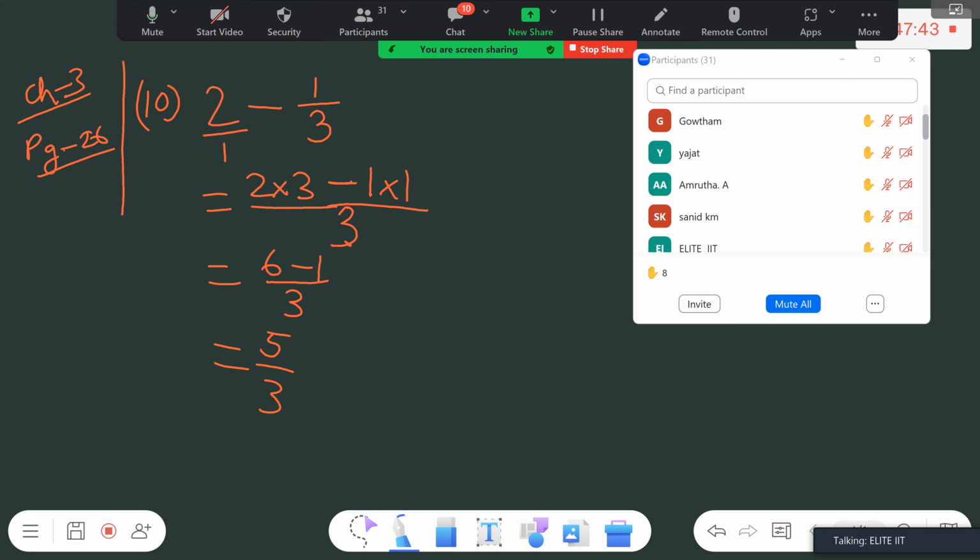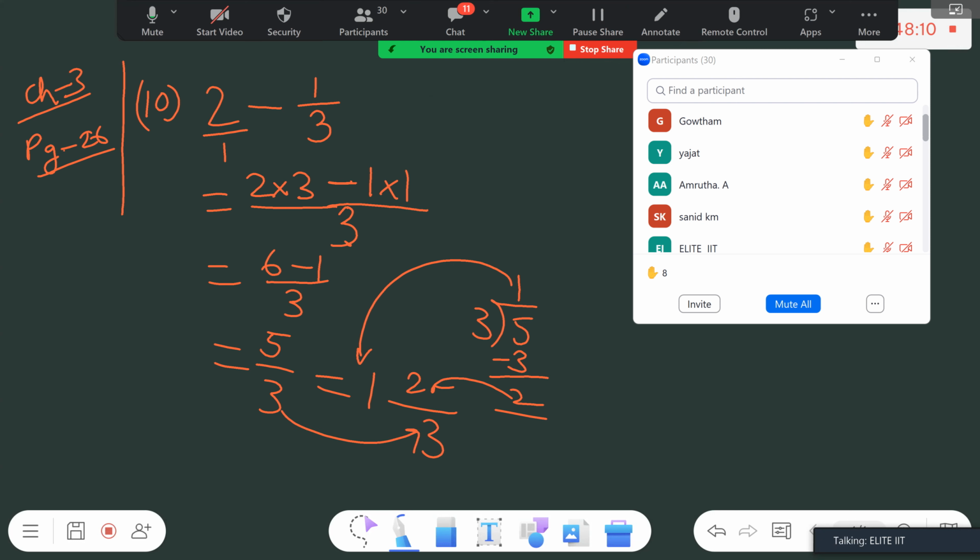So it is 5 by 3, but in your options they have given it in mixed fraction, isn't it? So if you convert 5 by 3 to a mixed fraction, what will this be? If you divide 5 by 3, you get 3 into 1 is 3, remainder is 2, isn't it? So how do you write a mixed fraction? First you write the quotient as the whole number 1, then this remainder 2 on top, and this divisor 3 below. So the answer should be 1, 2 by 3. Clear picture? The answer is this: 1, 2 by 3.